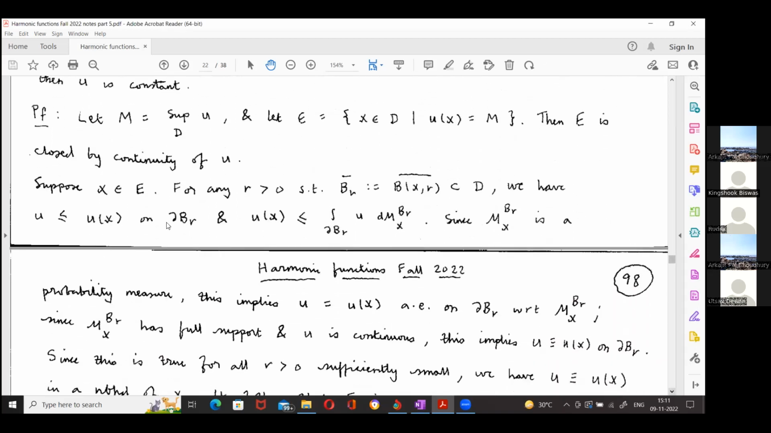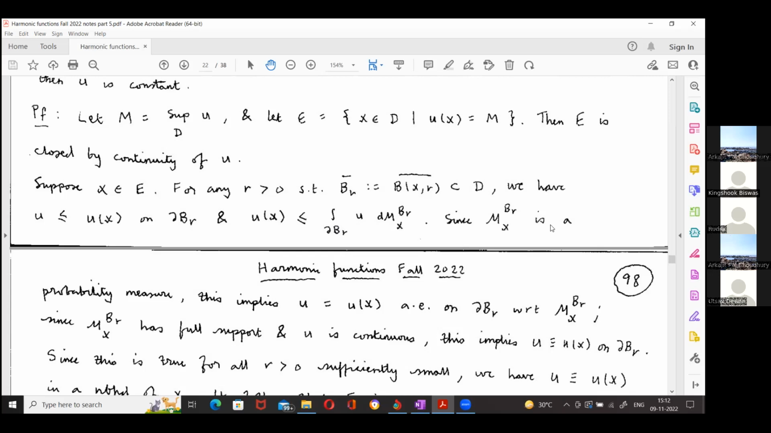So suppose X is a point in E, so Ux is equal to the maximum M. Then you take any ball of radius R around X whose closure is contained in the domain D. Then on the boundary of the ball, U is less than or equal to U of X, because X is a point where U attains its maximum. But on the other hand, by the submean value property that we proved for subharmonic functions with respect to harmonic measure, Ux is less than or equal to the integral over the boundary of the ball of U with respect to harmonic measure based at X, right?